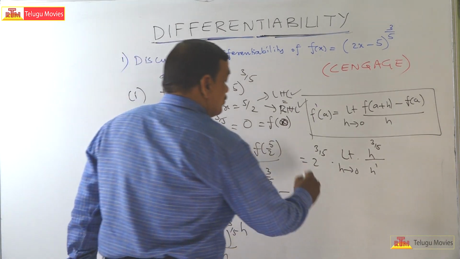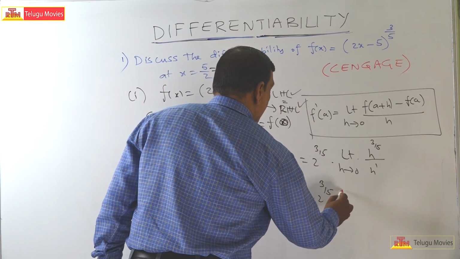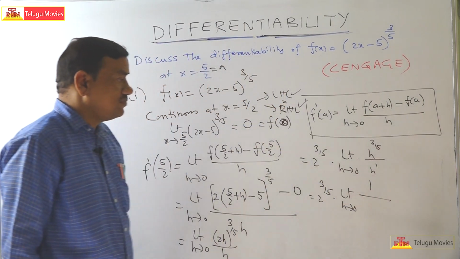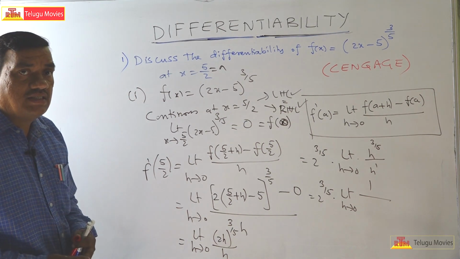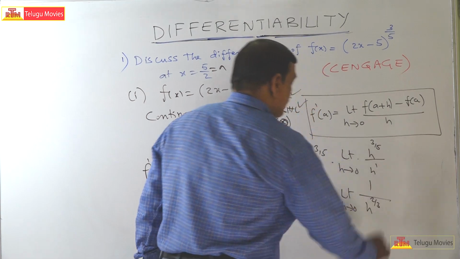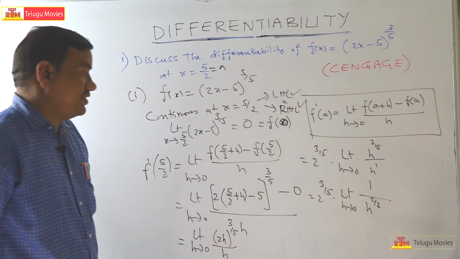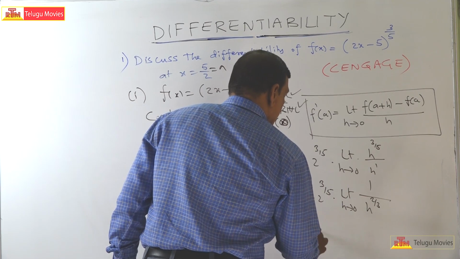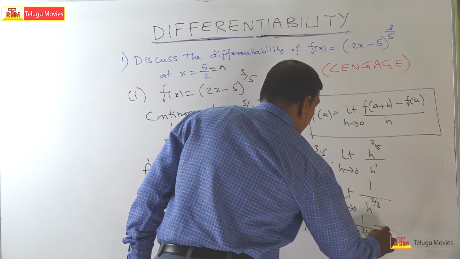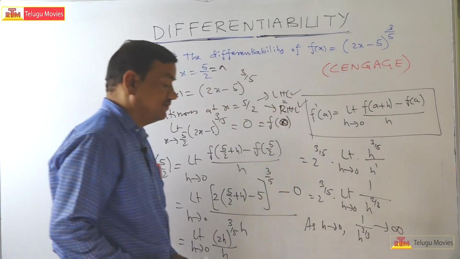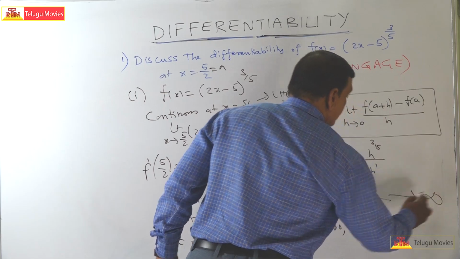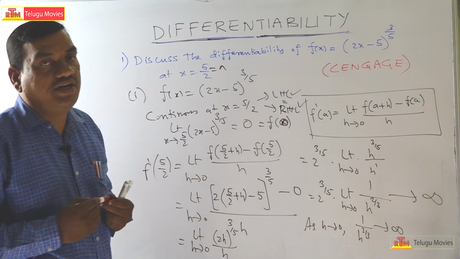And this will give 2 to the power of 3 by 5, limit h tends to 0, this is 1 upon how much? 1 minus 3 by 5, that means h to the power of 2 by 5. See the situation. As h tends to 0, 1 upon h to the power of 2 by 5 tends to infinity. That means the total function tends to infinity.